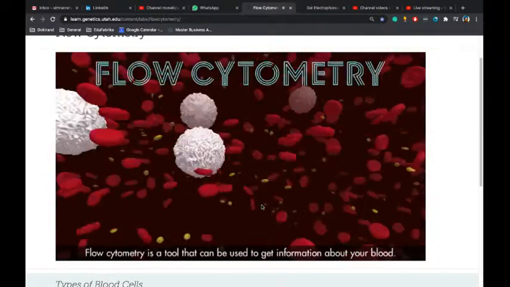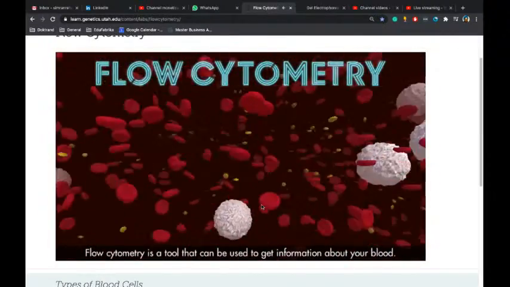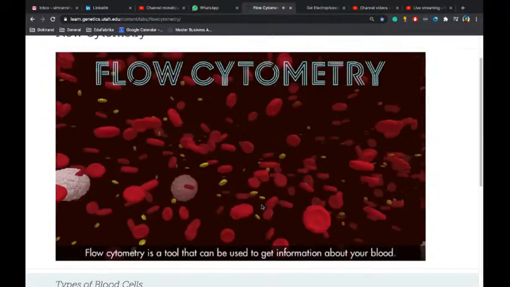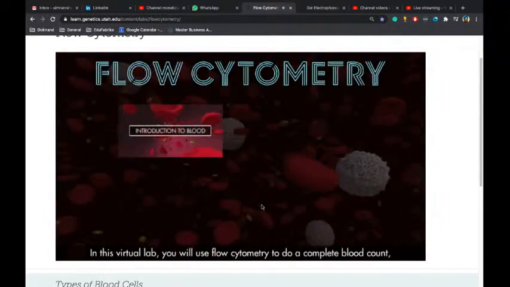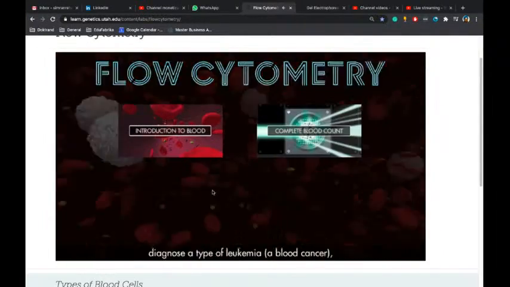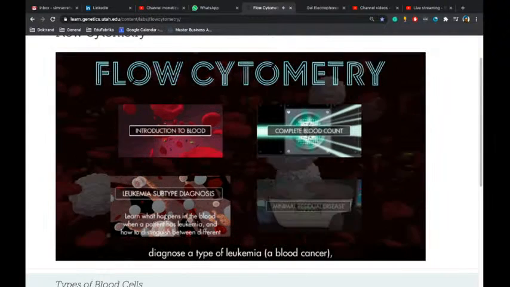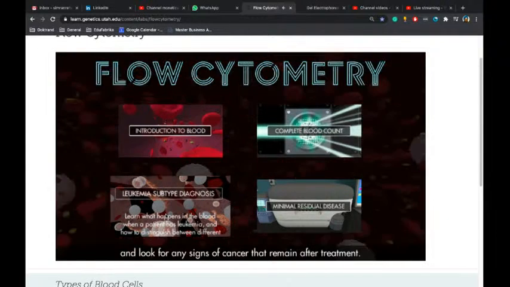Flow cytometry is a tool that can be used to get information about your blood. In this virtual lab, you will use flow cytometry to do a complete blood count, diagnose a type of leukemia, a blood cancer, and look for any signs of cancer that remain after treatment.